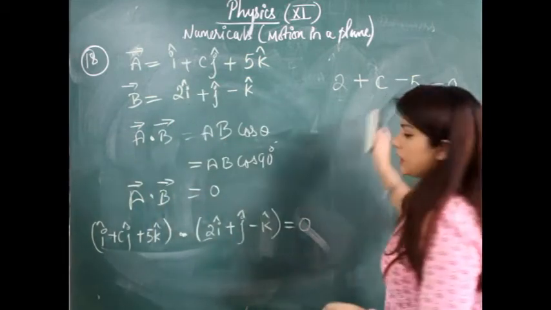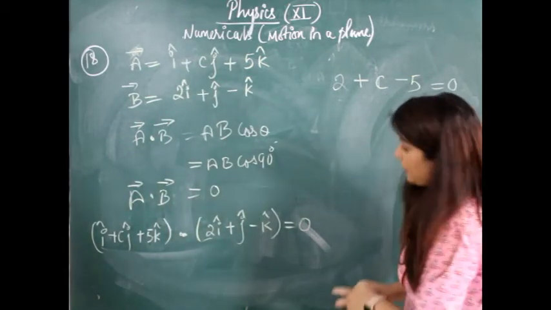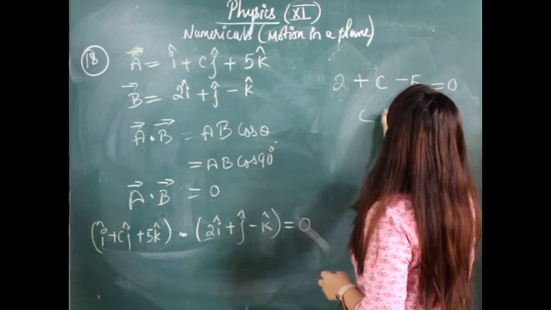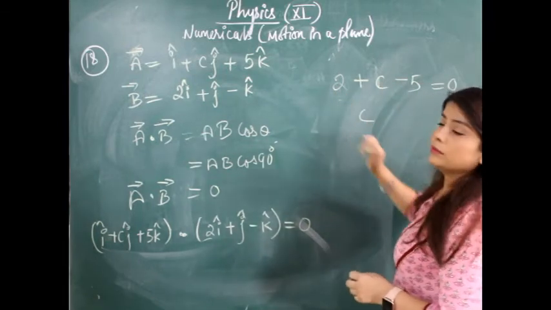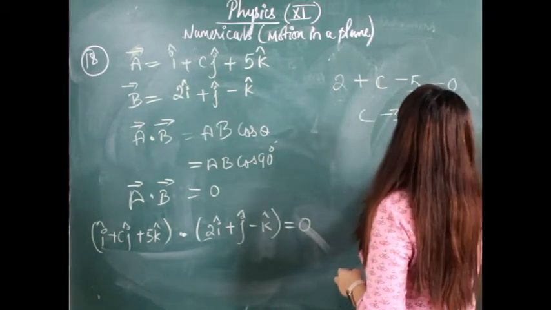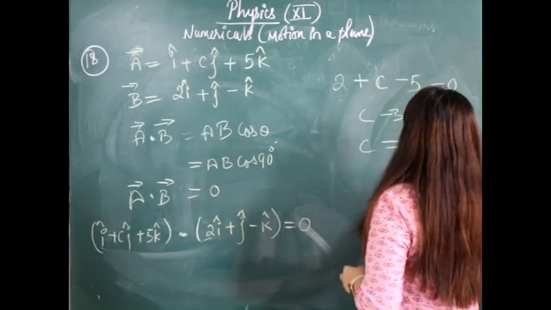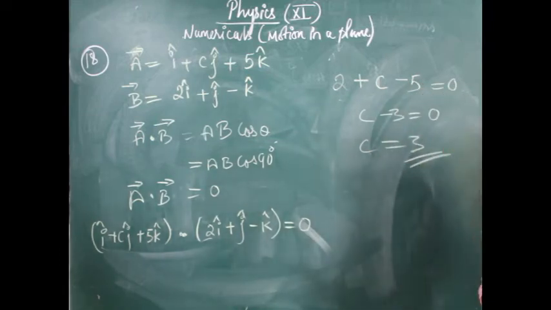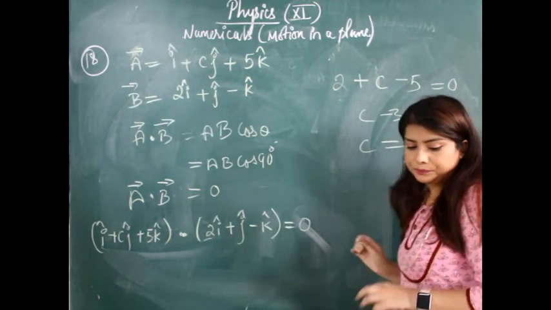Now from here we can easily find the value of C. So C minus 5 plus 2 will be minus 3 is equals to 0. C is equals to 3. So what we get is C is equals to 3.